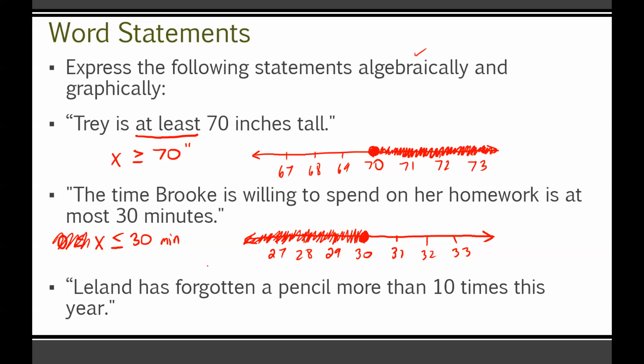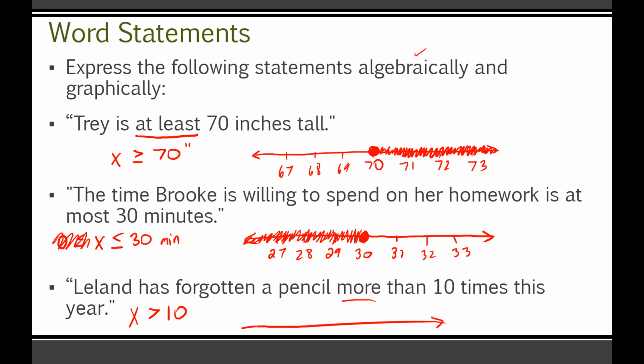All right, last one. Leland has forgotten a pencil more than 10 times this year. Sorry, Leland, I didn't mean to pick on you here. But anyway, we're going to write this. It's more than 10 times this year. That means it wasn't just 10 times. It was more than 10 times. So in other words, if X represents the number of times Leland's forgotten a pencil, we're going to say X is greater than 10, right? Not equal to. It's strictly more than 10 times. Again, I apologize, Leland. I'm not picking on you on purpose.